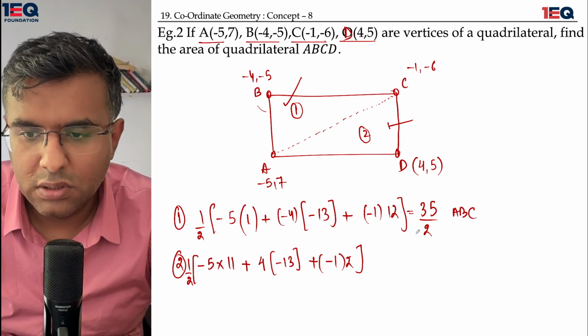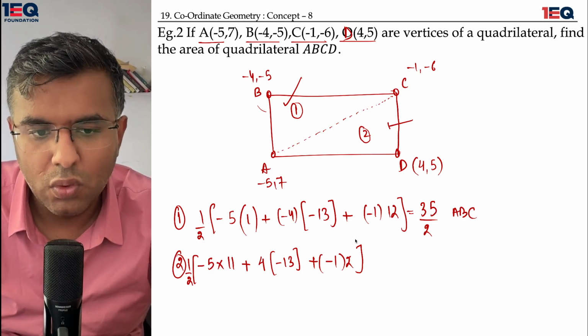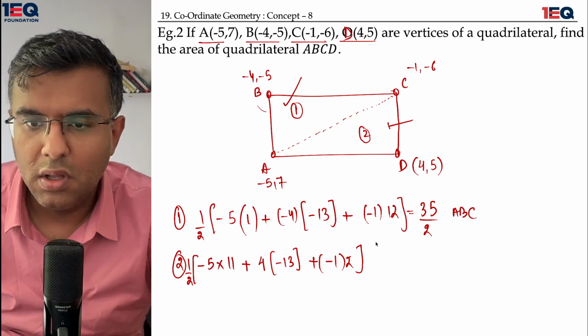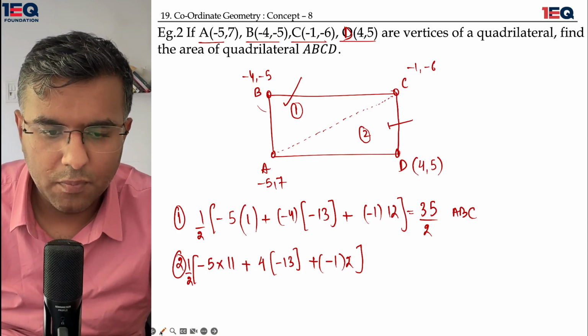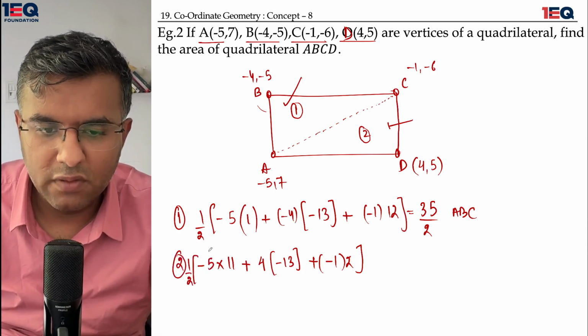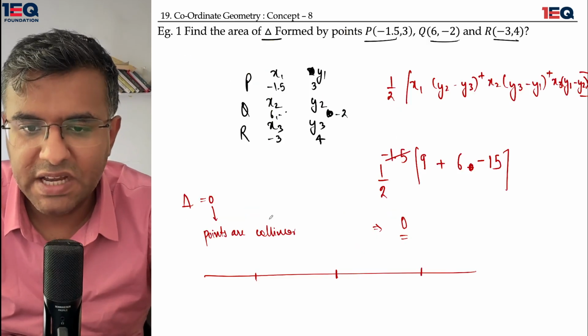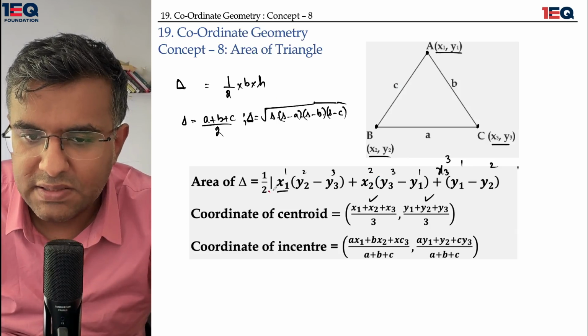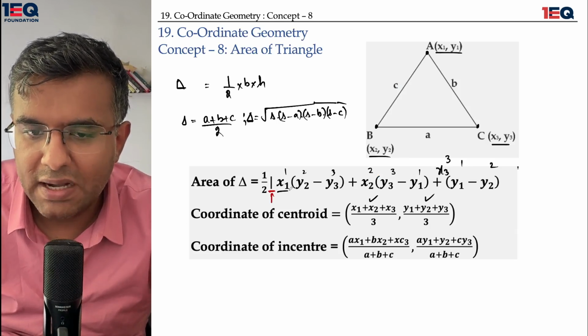Also, this is 35 by 2. And so I would solve this up. There is one point which I have missed in the past. So here I can see that there is this parallel line.